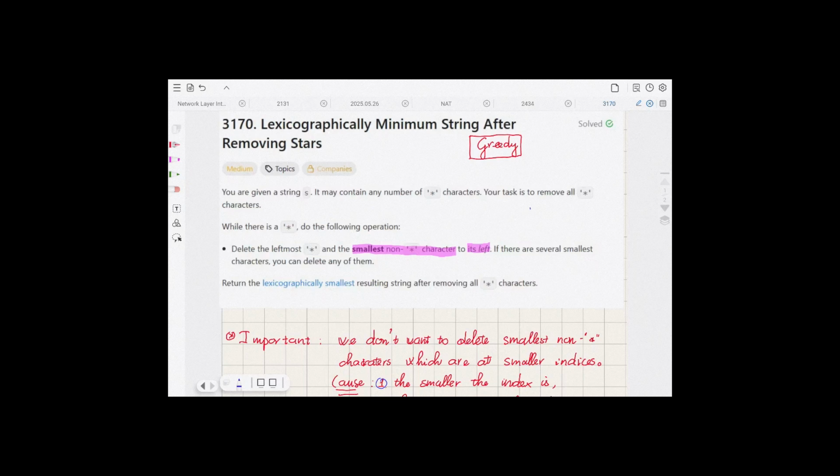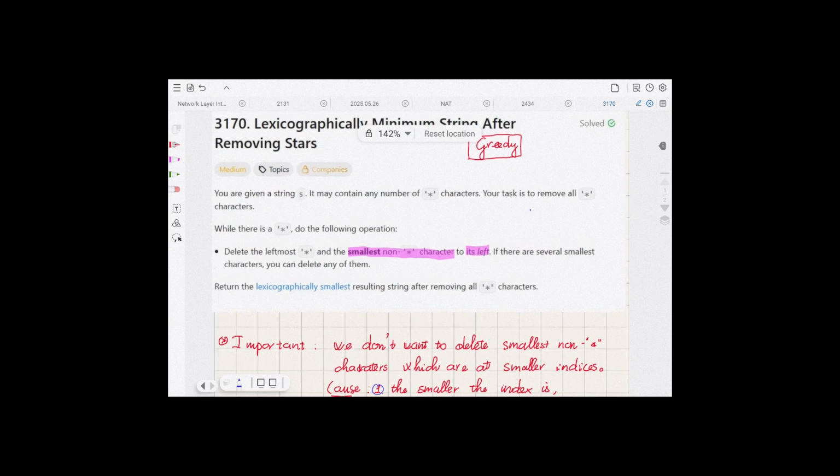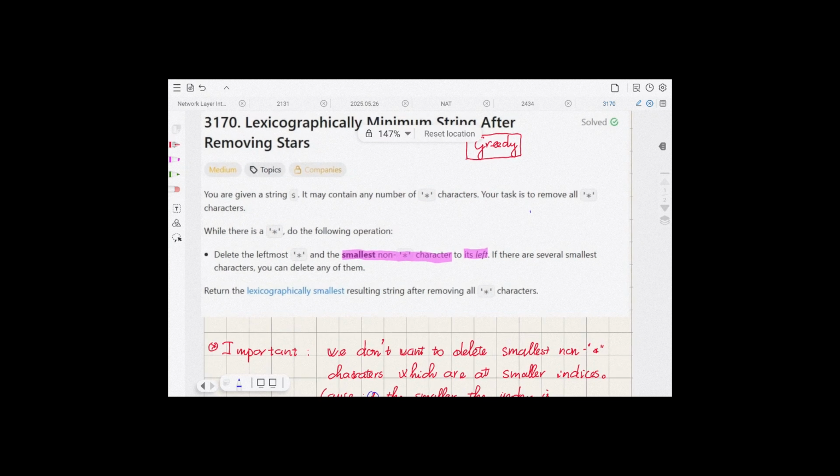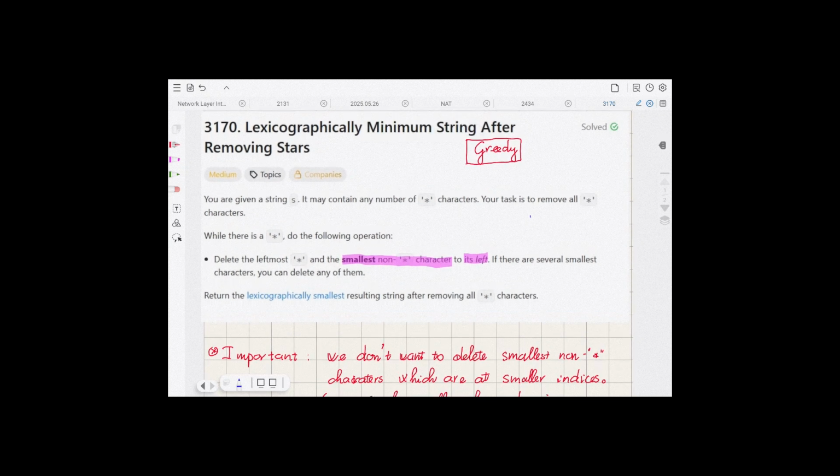Okay, today's problem is to find the lexicographically smallest string after removing all the star characters. So first, let's go through the description, and I already highlighted the most important keywords.